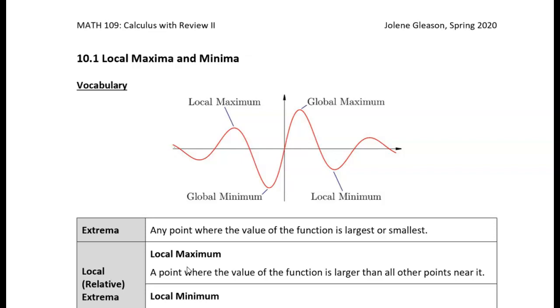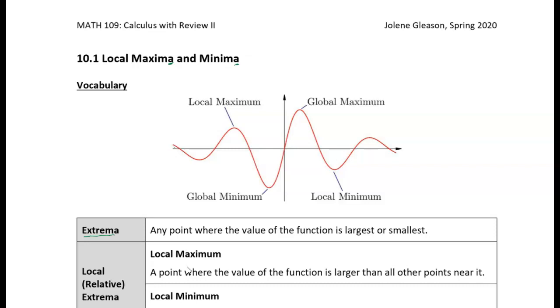So that's what we're going to look at today: maxima and minima. Maxima is just a pluralization of maximum. Minima is just a Latin pluralization of minimum. And both of those together are called extrema. Which kind of makes sense. They're like the extremes, right? The maximum and the minimum are the extremes of a function. So an extrema is any point where the value of the function is largest or smallest.